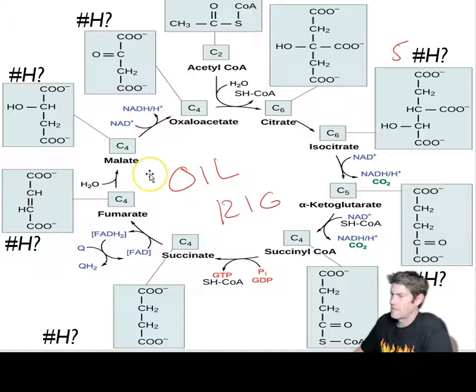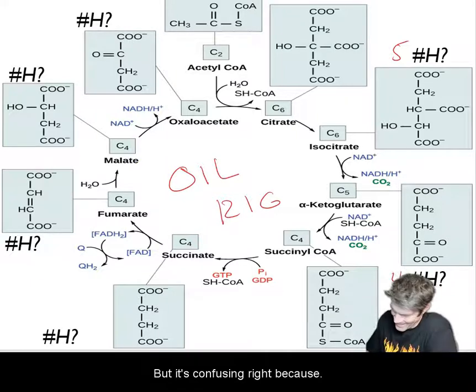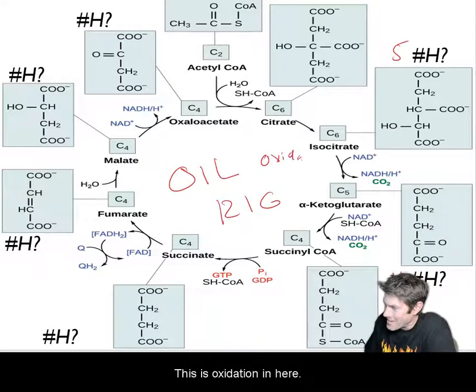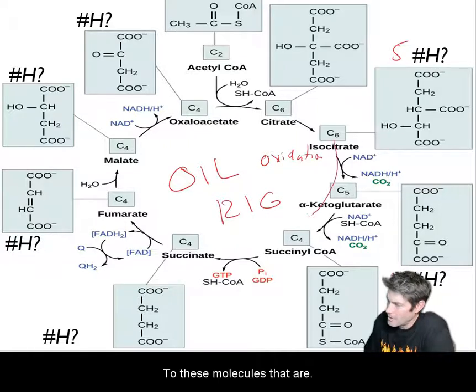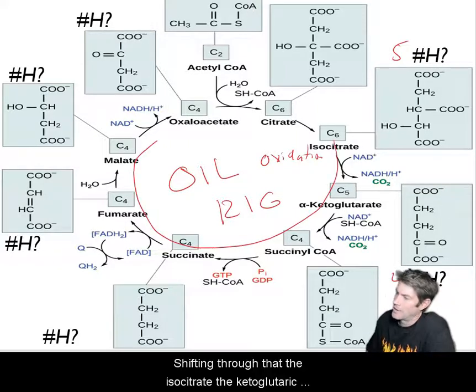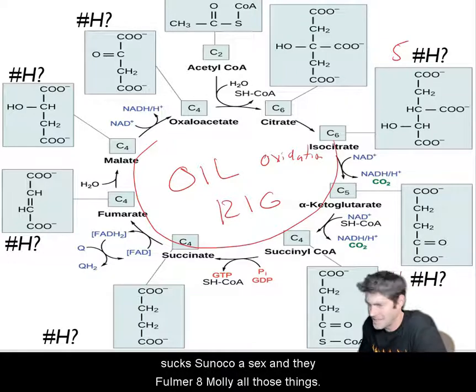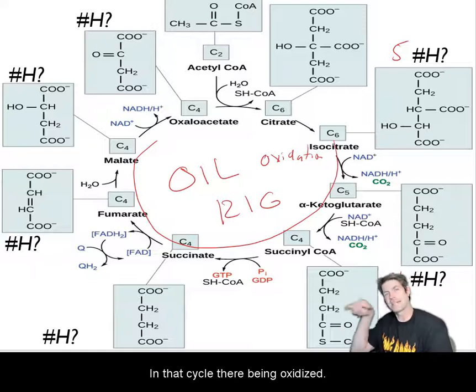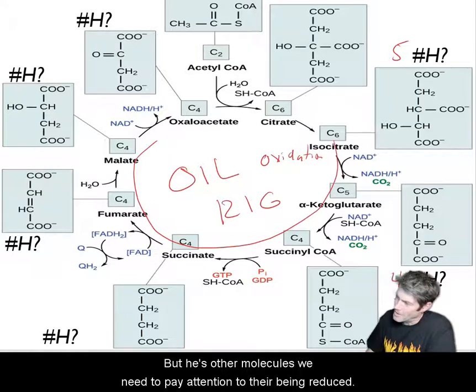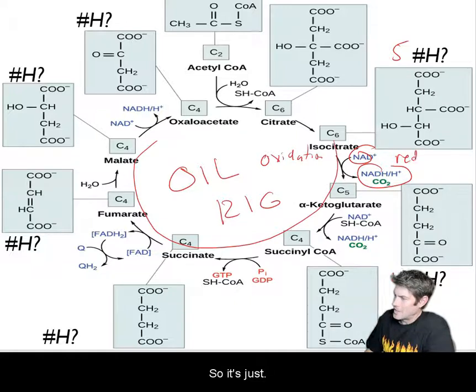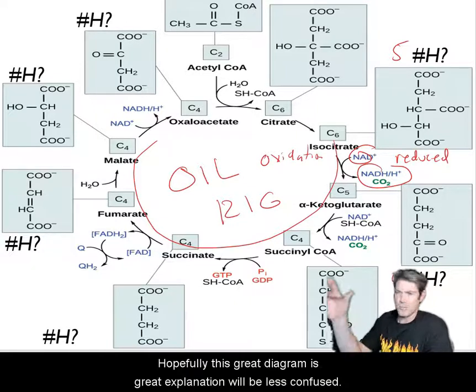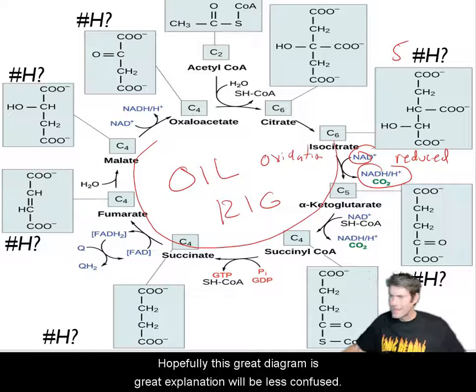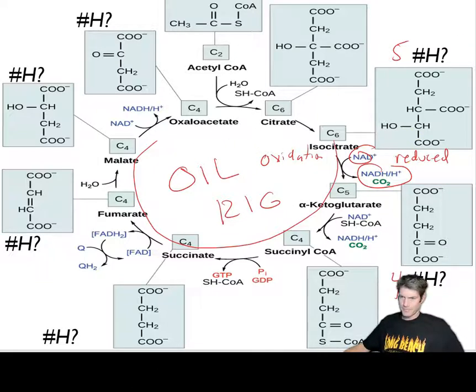But it's confusing, right? Because this is oxidation in here to these molecules that are shifting through the isocitrate, the ketoglutarate, succinyl-CoA, succinate, fumarate, malate, all those things. In that cycle, they're being oxidized, right? But these other molecules that we need to pay attention to, they're being reduced. So hopefully this great diagram, this great explanation, you'll be less confused.